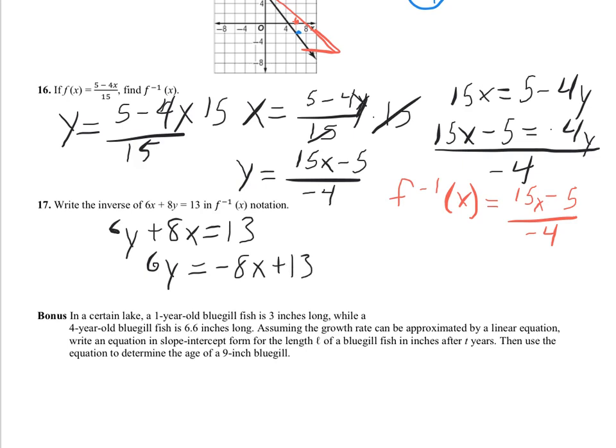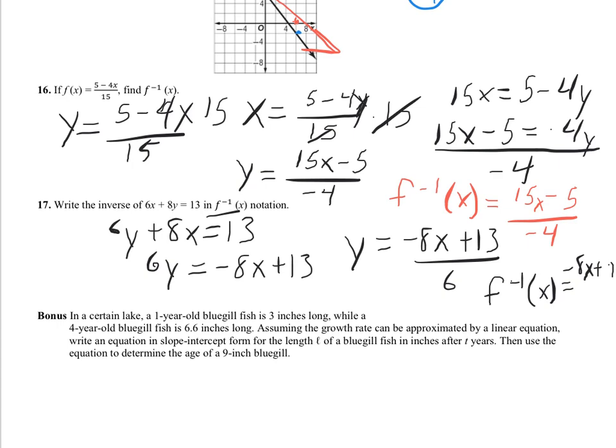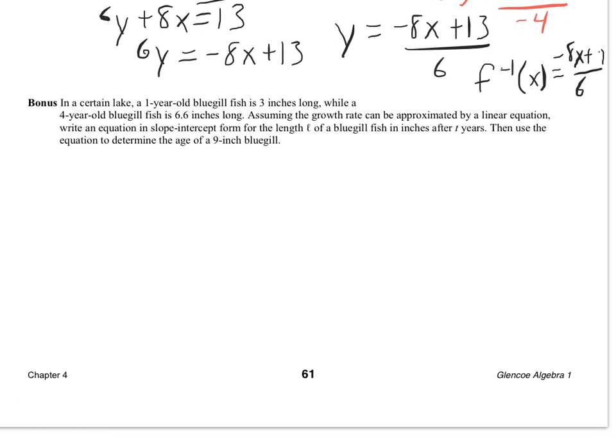Dividing by 6, I have y is equal to negative 8x plus 13 over 6. And you can leave it like that if you want to. You can separate them out. But then again, change y for that. So then f inverse of x is equal to negative 8x plus 13, sorry, I ran myself out of room, all over 6. Okay, and let's look at the bonus question for fun.